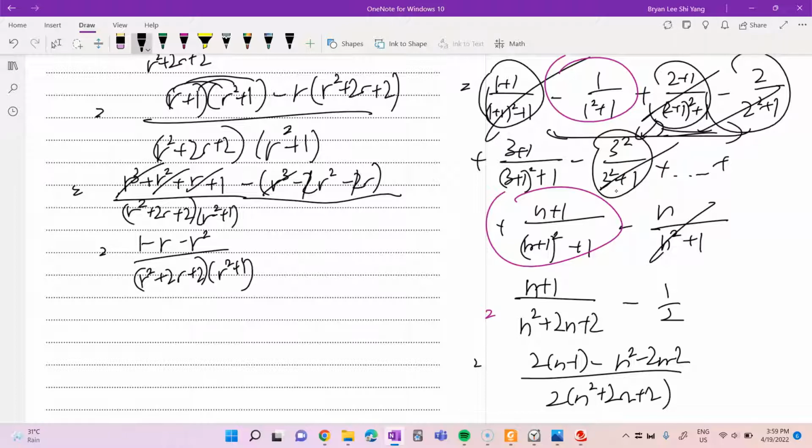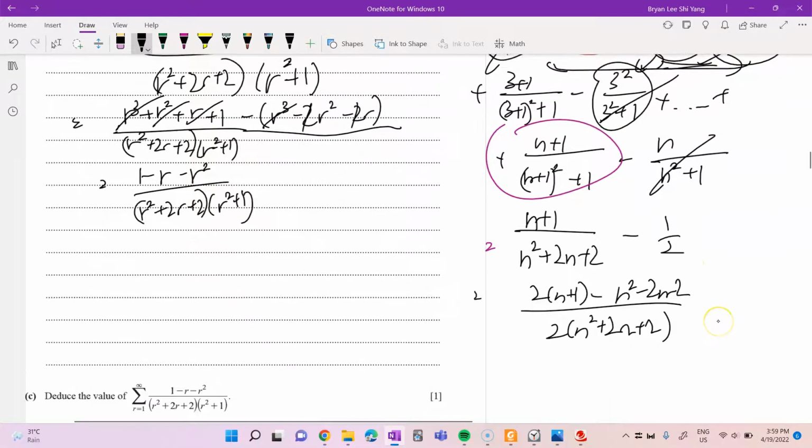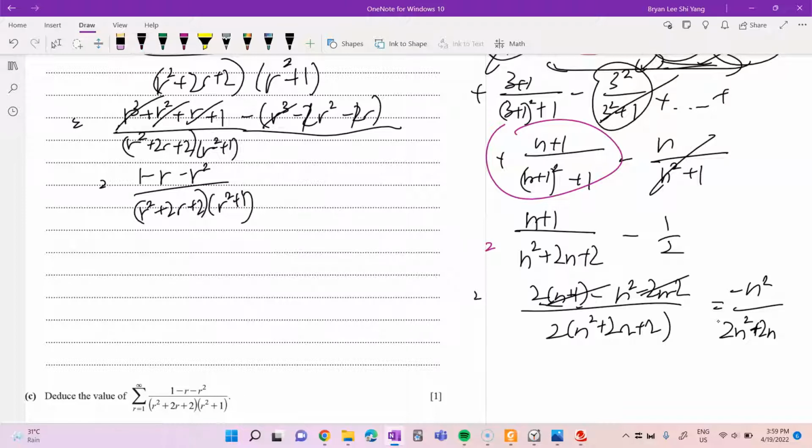I think that would be correct. I don't know, man. Which would be equal to, this is 2n plus 2, so I can just cut this whole thing off. Negative n squared over 2n squared plus 2n. No, wait. Negative n squared over 2n squared plus 2n plus 2. So this is what we get in the end.